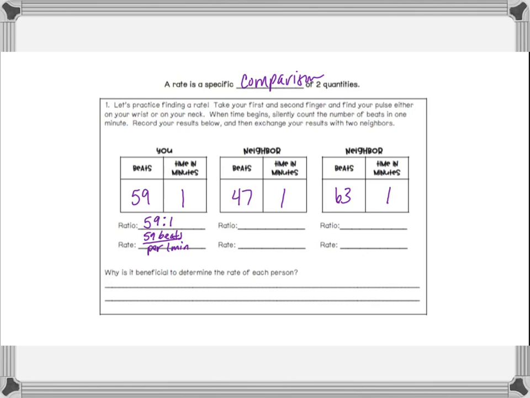So we're essentially saying the same thing. We're just putting more detail into it. We're adding our wording into the ratio. So your friend here would be a 47 to 1 ratio, which would be 47 beats in 1 minute. And your last friend would be a 63 to 1 ratio, which is 63 beats in 1 minute.